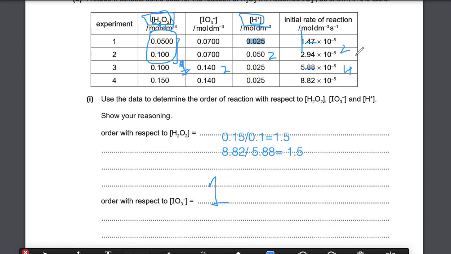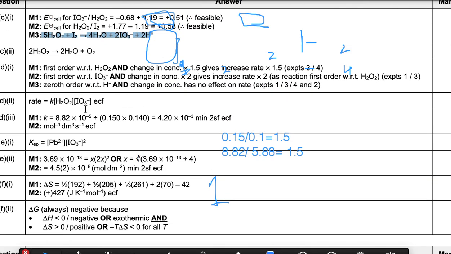Okay, give me a minute. Okay, so over here, we are increasing it 2 times. This is also increasing 2 times. When we divide 0.1 by 0.05, that's also 2. It's not 1, it's 2. So that means it is a zero order reaction because hydrogen ion concentration does not affect the rate of reaction. Okay.